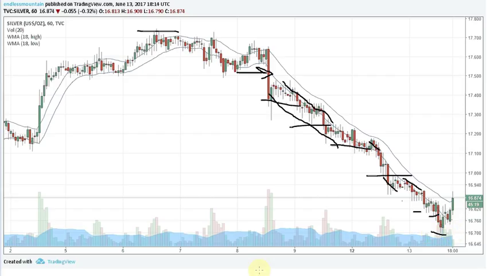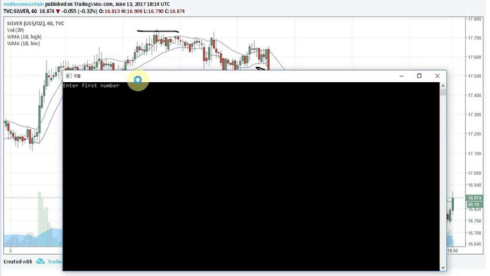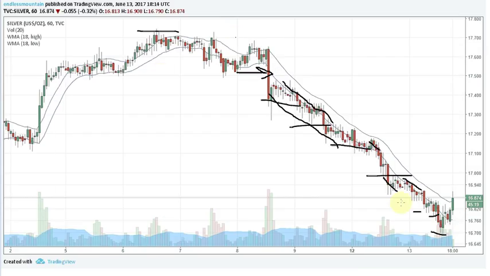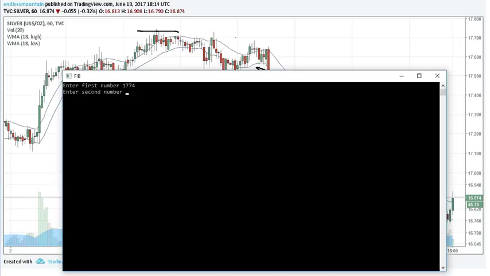So let's do some calculations and see what comes up. The high looks to me like around 1774, and the low is in at about 1670. So the 38.2% mark is in at 1709.